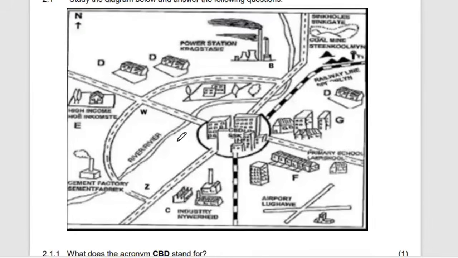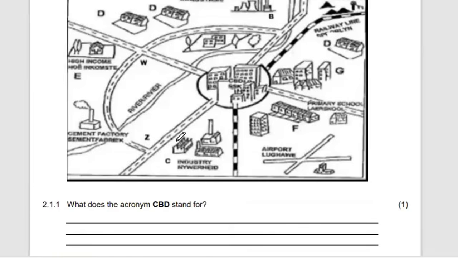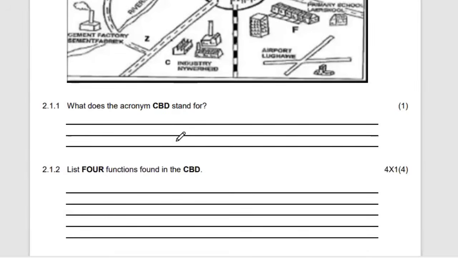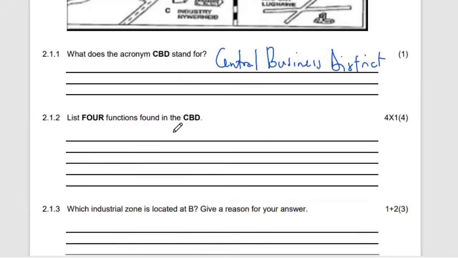Right, that is just a picture towards land use zones. Study the diagram below and answer the questions that follow. Right, this is an illustration of a plan of an urban area. What does the acronym CBD stand for? CBD stands for Central Business District. That's the CBD, Central Business District.